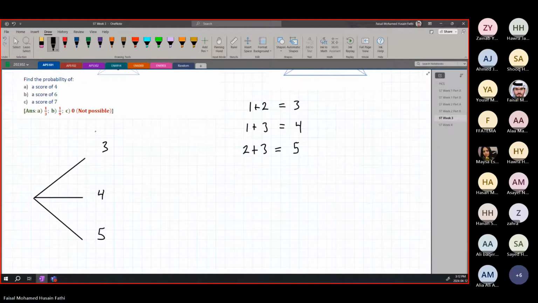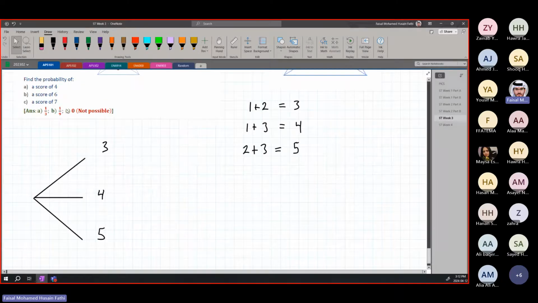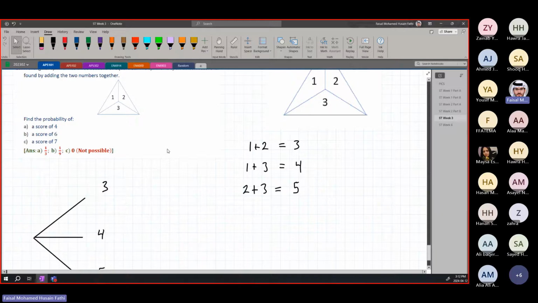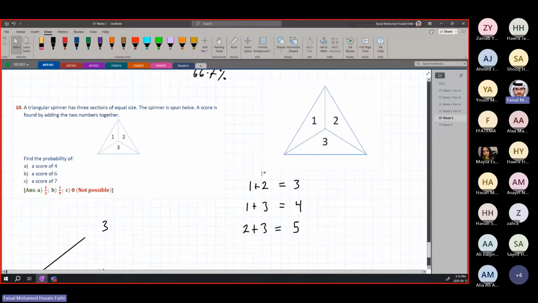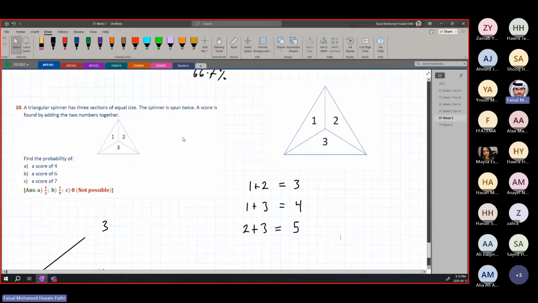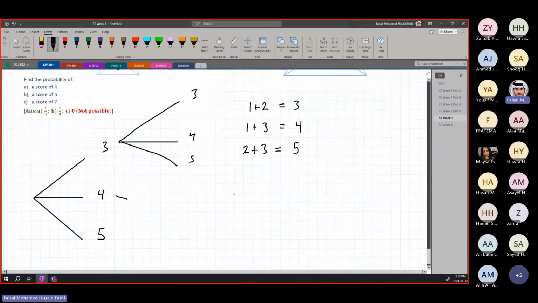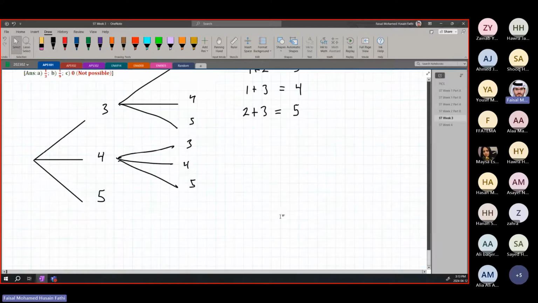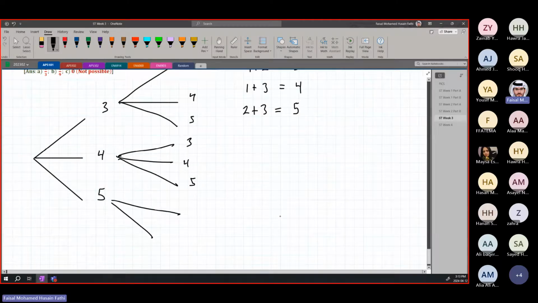So, what is the probability of a score of 4? Now, remember, the reason this is happening is because it's going to be spun another time. So we're going to be spinning it again over here, and we're going to have 3 options again. So it's going to be 3, 4, and 5, and then again 3, 4, and 5, and again 3, 4, and 5.